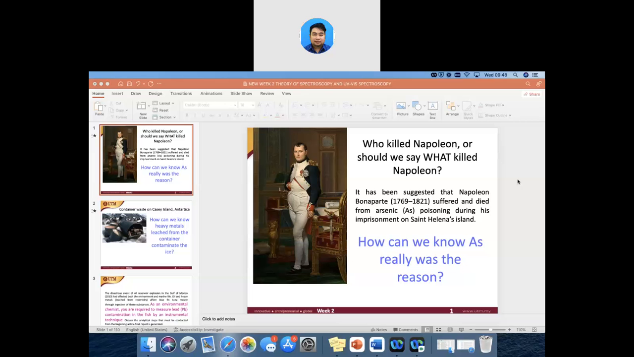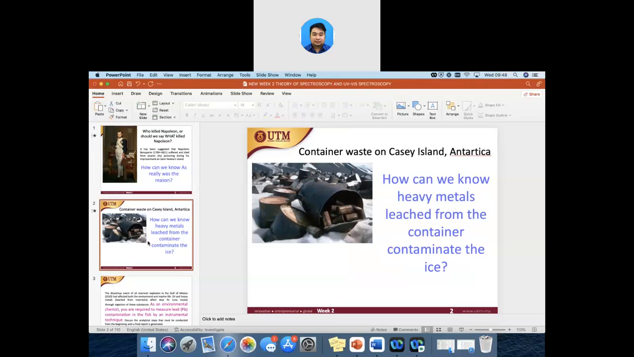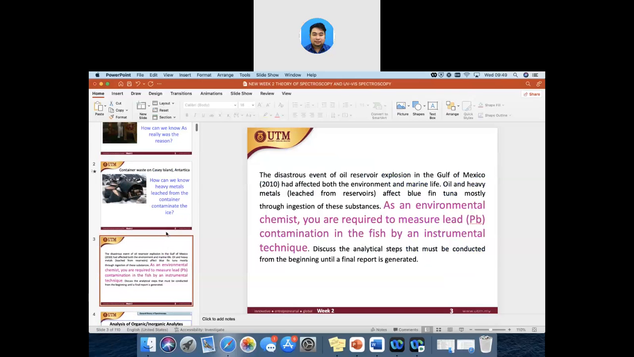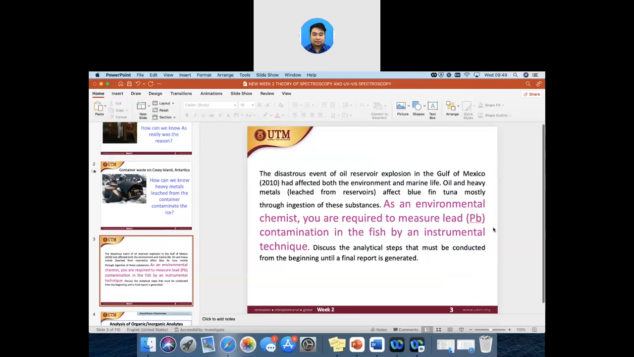Okay? So, the second one. Container waste on Casey Island, Antarctica. How can we know that the heavy metals from this container waste leached into the ice and contaminated the ice? So basically, you need to take the ice and then bring it back to the lab for you to test it for any heavy metals leached. Okay? All right. So, this is also another example of it.